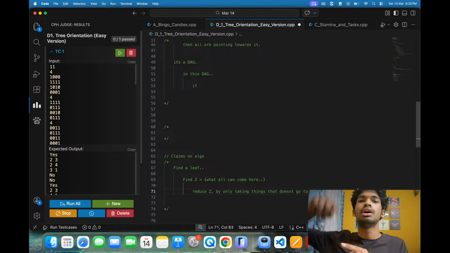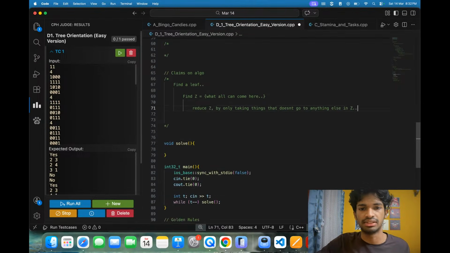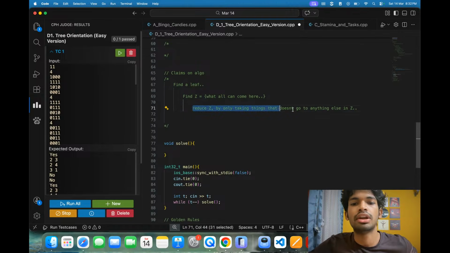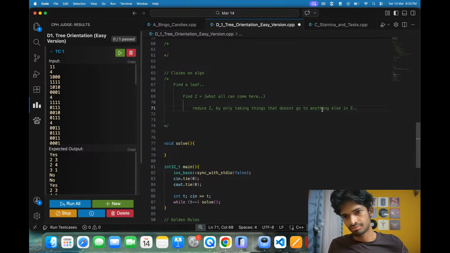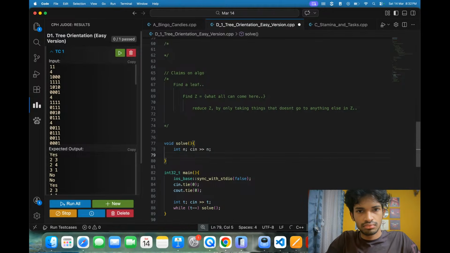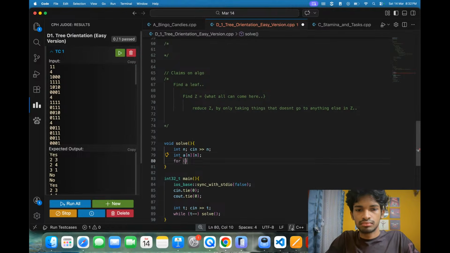Those are the immediate neighbors. Everything else can reach something in the Z. Only the immediate neighbors cannot reach anything else in the Z. So it's as simple as that. So O of n, finding a leaf, and then what all can come here? O of n, reducing Z, likely O of n. So let's just submit this. Or you can just make it int or bool.